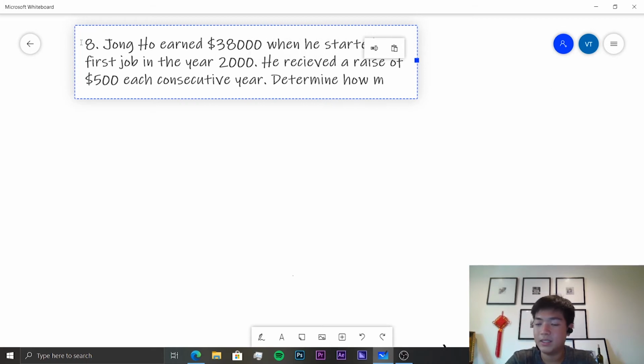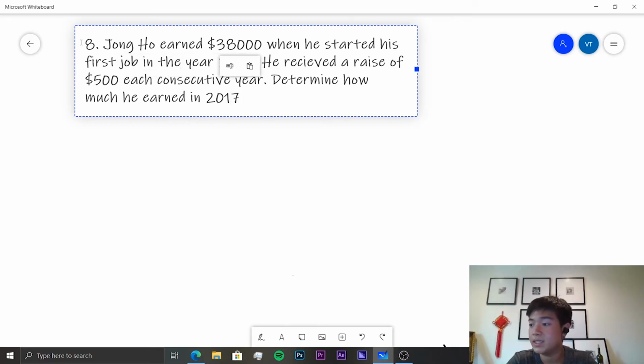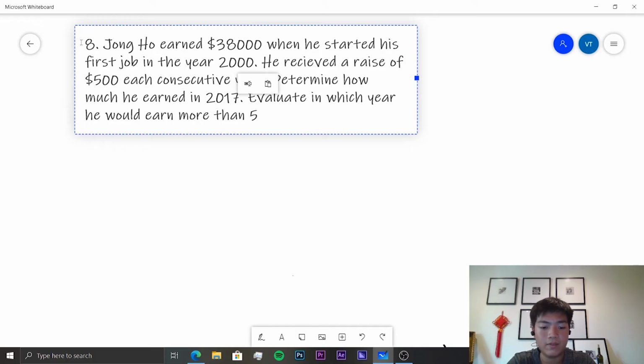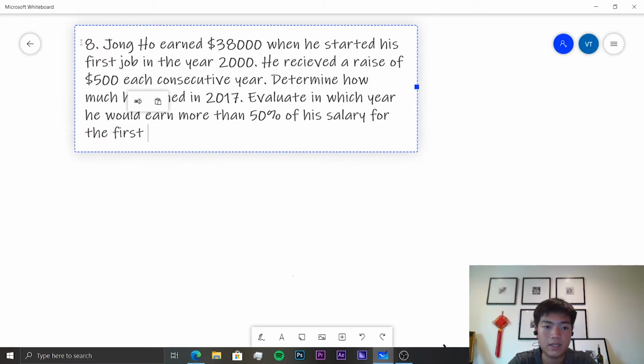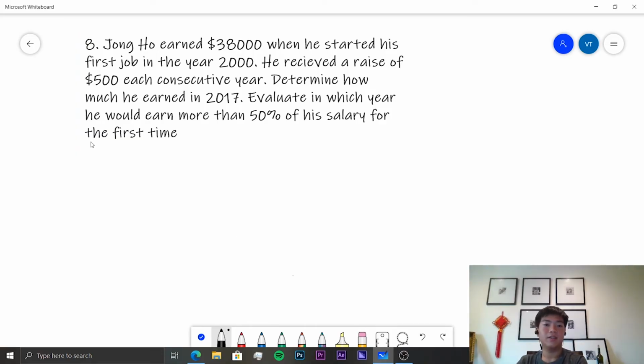Determine how much he earned in 2017, and also evaluate in which year he would earn more than 50% of his salary for the first time. Okay, so pretty simple problem. He earns 38K, and we need to calculate how much he earned in 2017. We know the first term, which is in this case 2000, will just be 38,000. So we can call u1 equal to that.